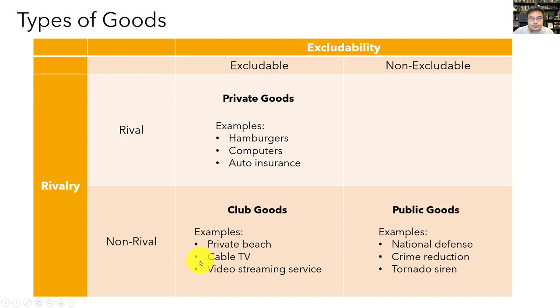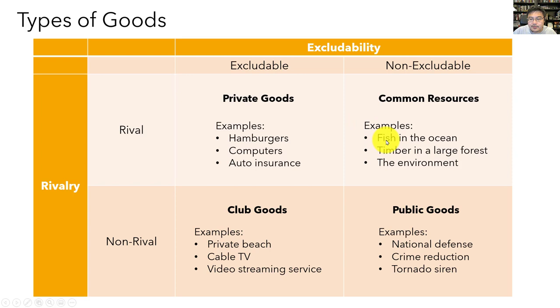And finally, if we have a good that is rival but non-excludable, then we call that good a common resource. Common resources are usually natural resources that exist rather than being produced. And common resources may or may not be traded in markets, but if they are traded in markets, then the markets for common resources tend not to function efficiently for reasons that we'll discuss later on. Here are some examples of common resources.